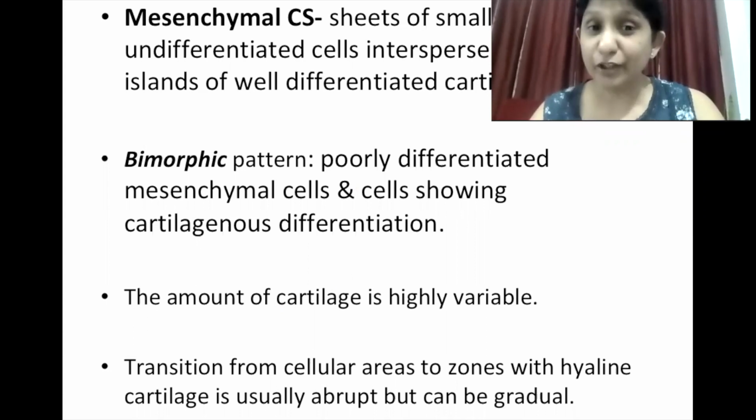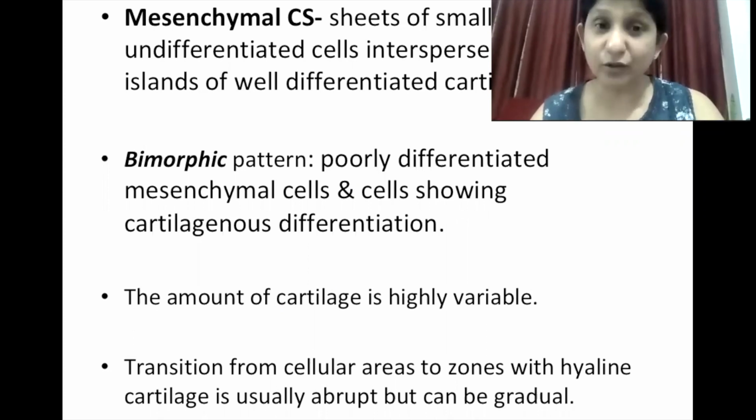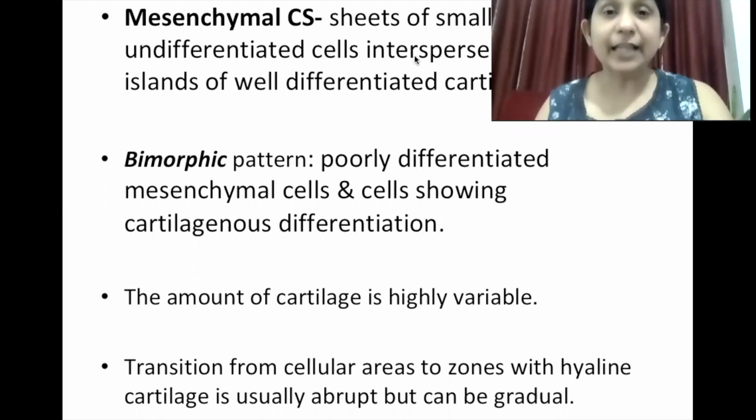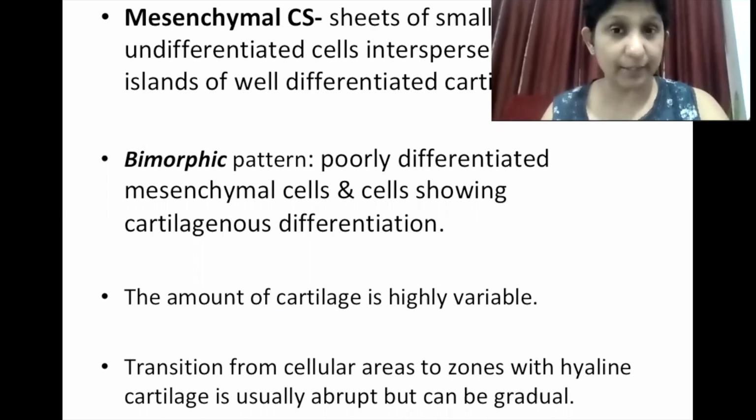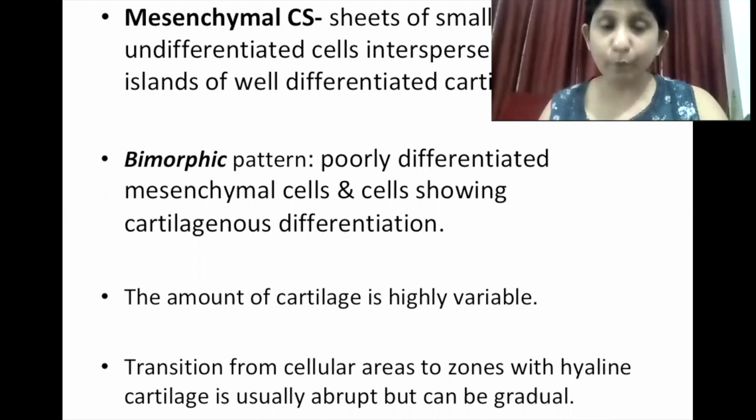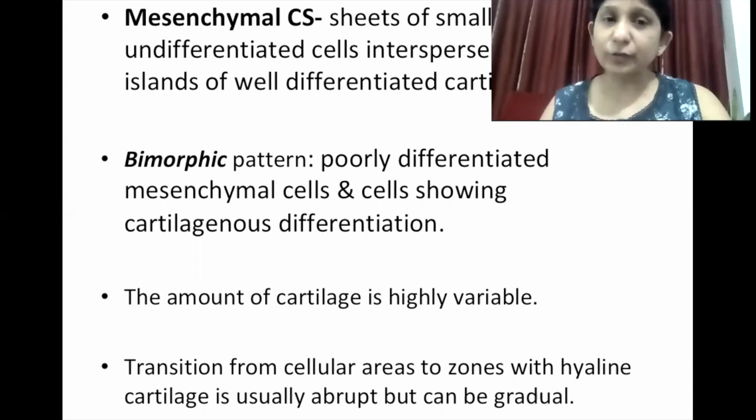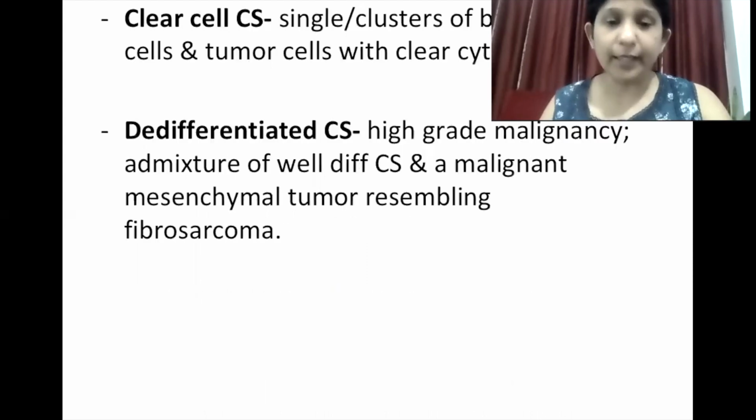So when you see the well-differentiated cartilage, now you can obviously assume that the mesenchymal cells which are seen next to it are actually undifferentiated cartilaginous cells. That's why we use the word bimorphic. So a bimorphic pattern will show poorly differentiated mesenchymal cells, undifferentiated mesenchymal cells, and adjacent to that, you will find a very well-differentiated cartilage, which is already formed over there. So that is why it's called a bimorphic pattern. So the amount of cartilage will vary, and the transition from the cellular area, that is your undifferentiated mesenchymal cell area, with the cartilage is usually very abrupt.